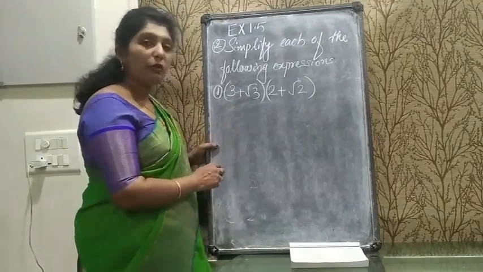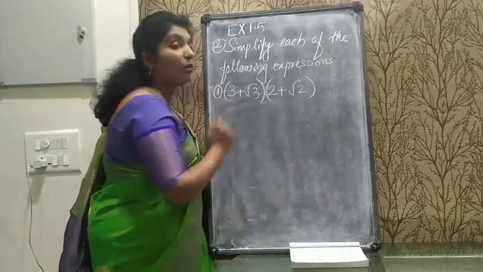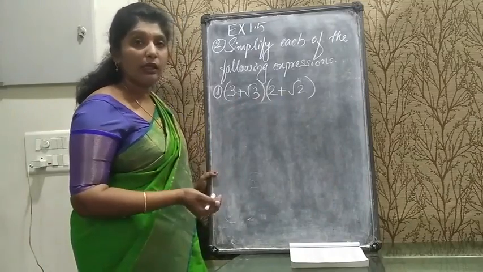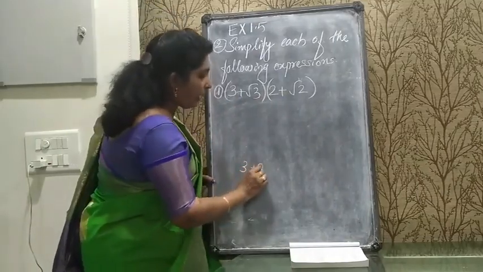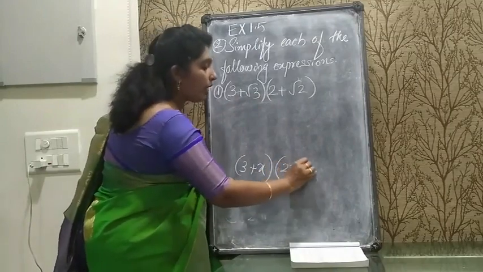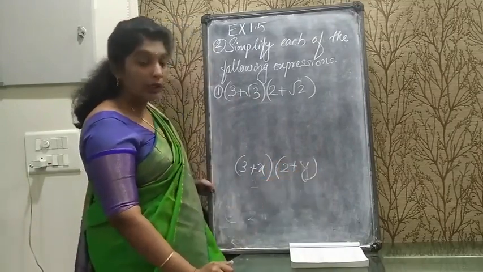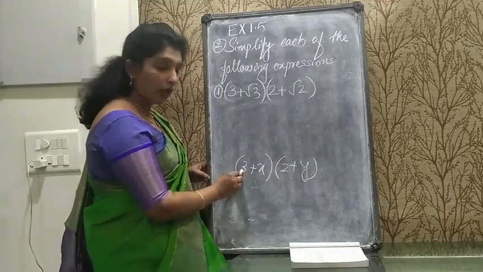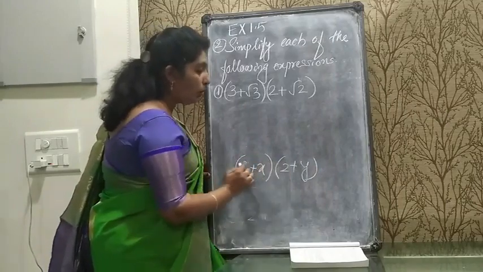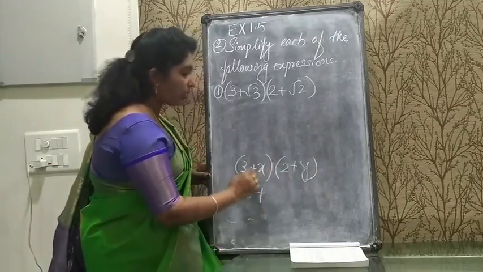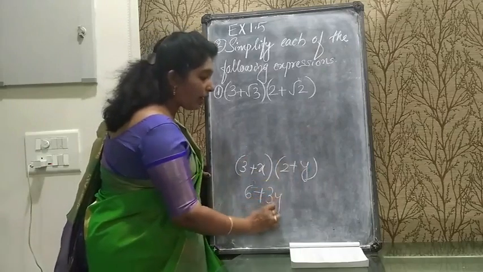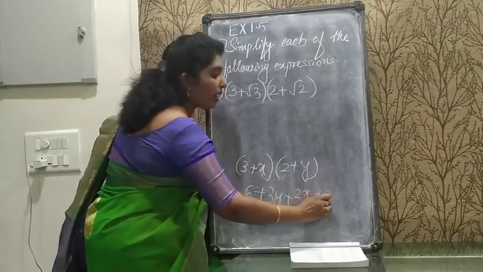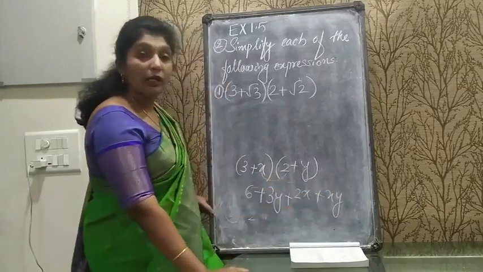Already you are familiar with this type of question, but only the irrational number is new to you. Instead of an irrational number, if a variable was given, you already solved it last year. For example, 3 plus x into 2 plus y. How to simplify this one? First of all, you have to open the bracket with 3. Then 3 into 2, 6, plus 3 into y, 3y, plus x into 2, 2x, plus x into y, xy. This way you already simplified.